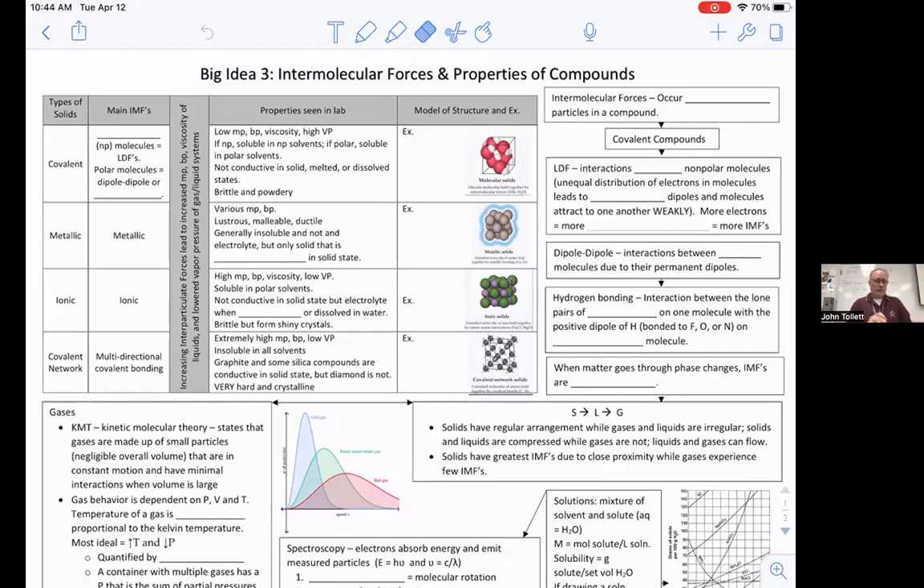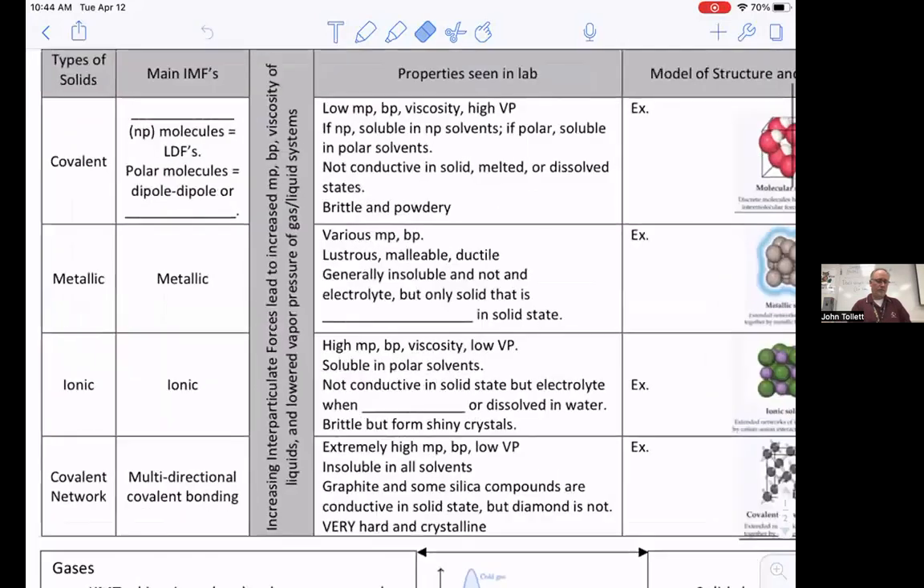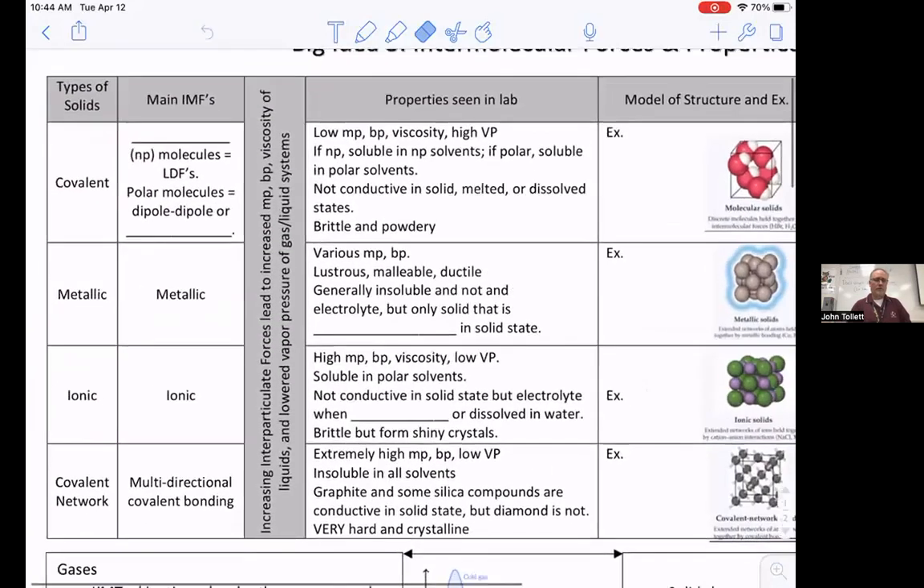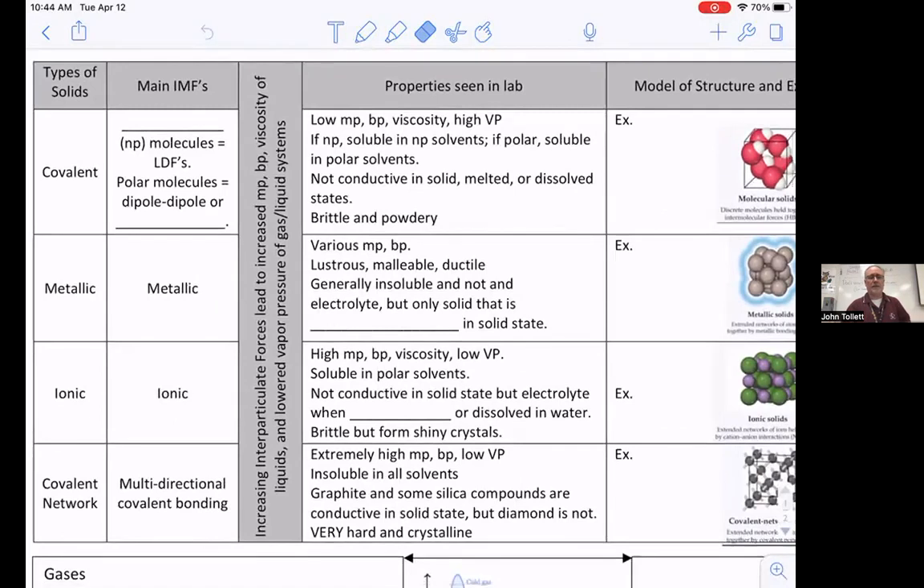So we'll start over here on the left with individual types of solids. They're listed over here. We've got covalent, metallic, ionic, and of course, covalent network. For our covalent compounds, the main IMFs are going to be dictated really by their polarity.